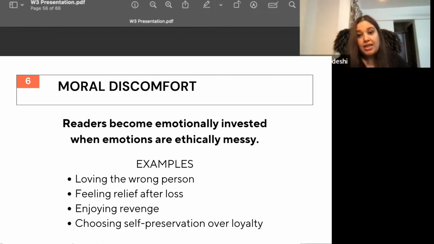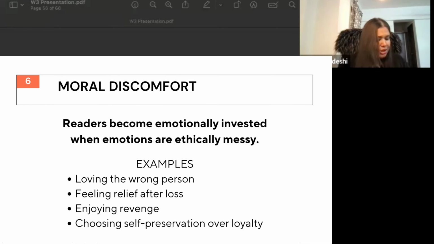Then there's enjoying revenge, which a lot of, I think, romantasy authors are after. Then choosing self preservation over loyalty. This is also very good. Emotionally clean situations are often less memorable, but emotionally uncomfortable situations feel extremely real because people are faced with such uncomfortable situations too many times on a daily basis. People are morally contradictory, and memorable fiction often allows characters to behave in emotionally difficult ways.